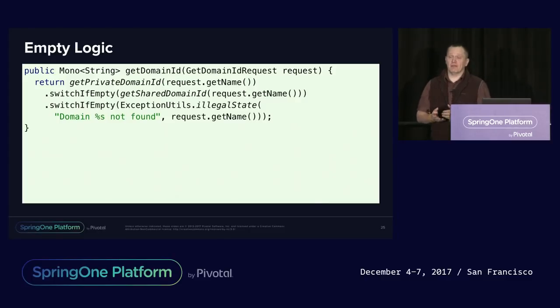I say, give me a private domain ID. It will go and look at all the private domains, see if it can find a match for the name. If it can, it returns, I've got my ID back, this will give back the ID as a monostring.